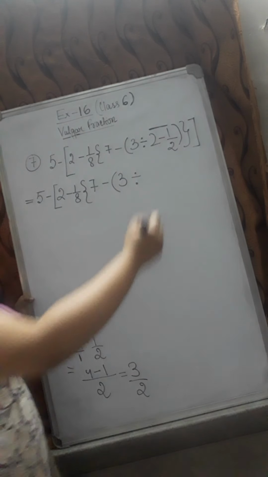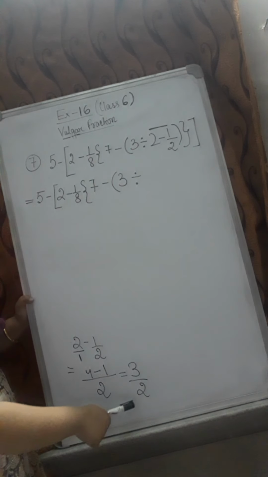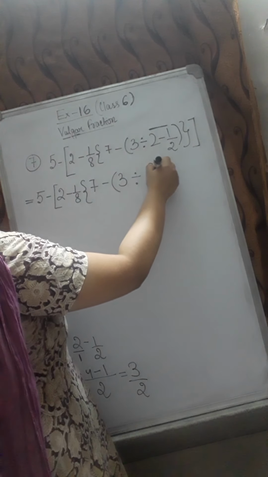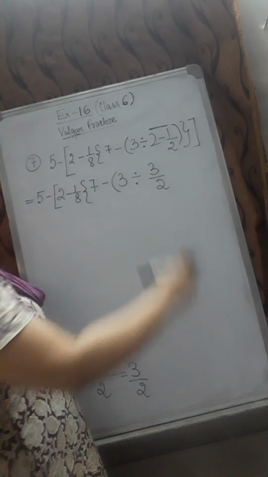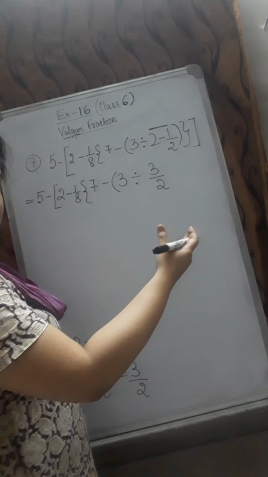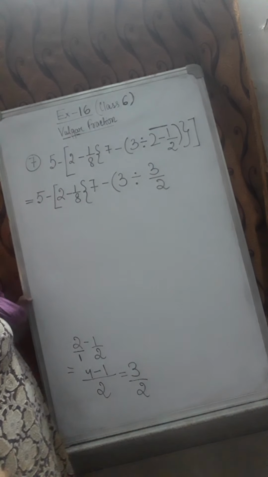So after solving this bar bracket, what answer do you get? It is 3 by 2. So write straight away 3 by 2. We don't need to write the bar bracket because we have already solved whatever is given to solve under the bracket.